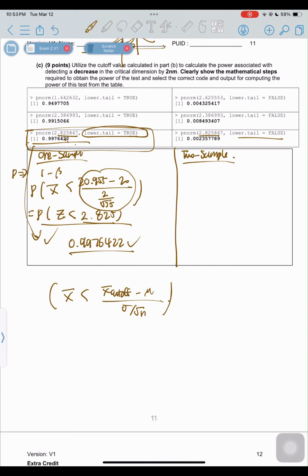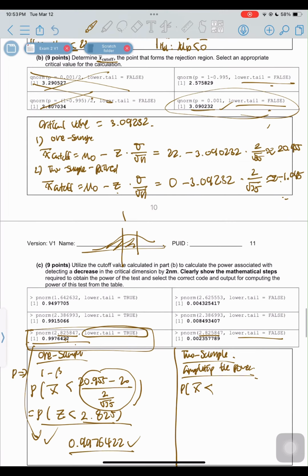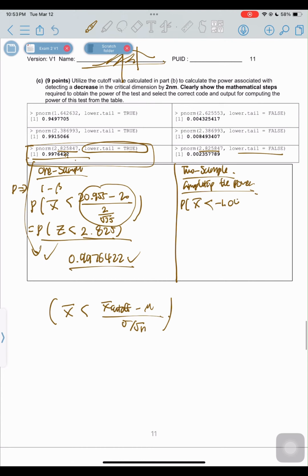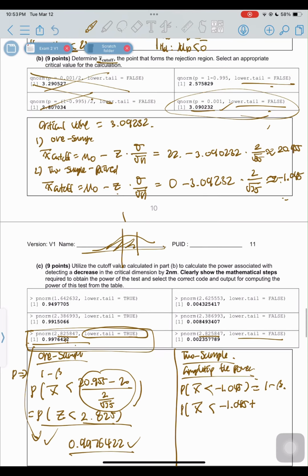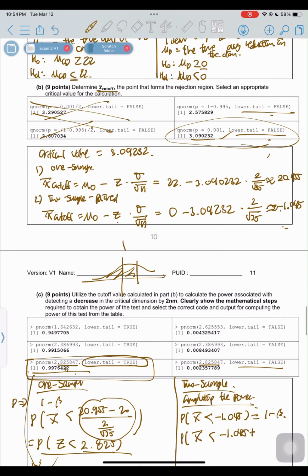Okay, cool. And then two sample paired. Let's do that. For computing the power, you use something like x bar is less than, what is the value, negative 1.045, which is equal to 1 minus beta. That's the power equation. You just have to remember power is 1 minus beta. And then if you standardize it, it's the same logic as this. So x cutoff is less than negative 1.045, and then plus 2, because mu naught.